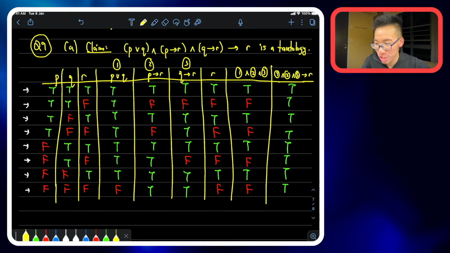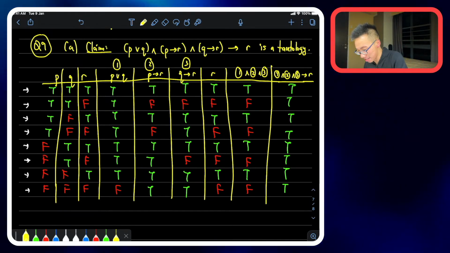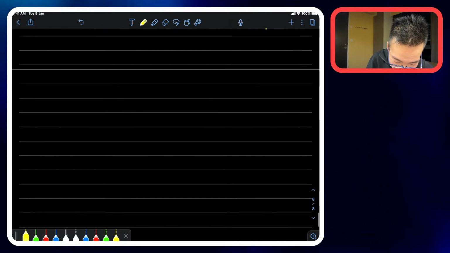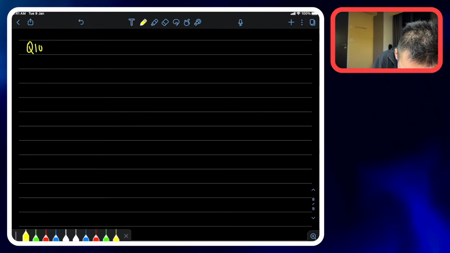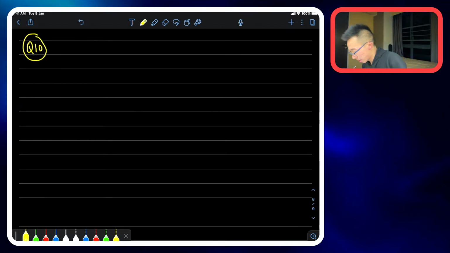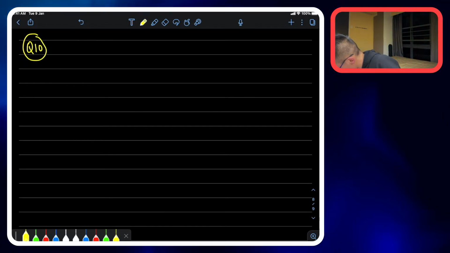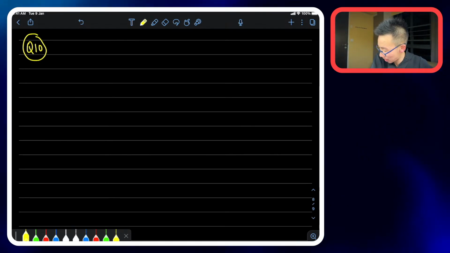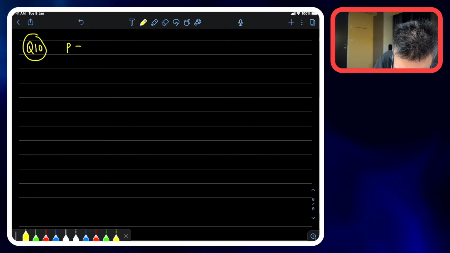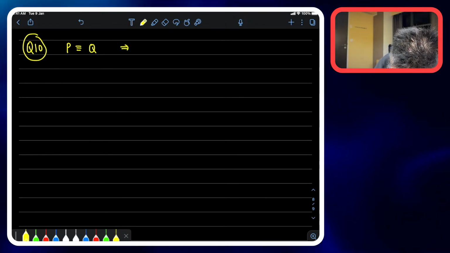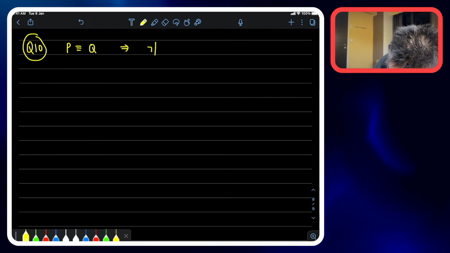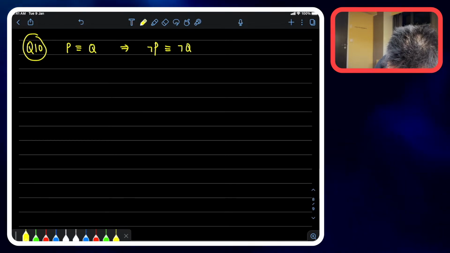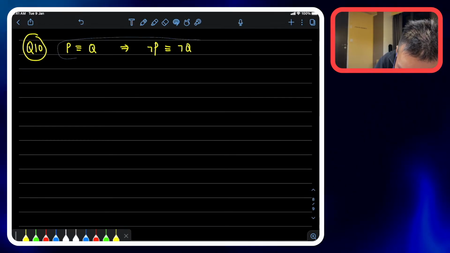We have one last question in the extra exercises. I think that basically settles it. And here we go. Let's now try to prove this. We'll let P and Q be compound expressions. We claim that this guy implies this guy. Here's our claim. Let me write that down.